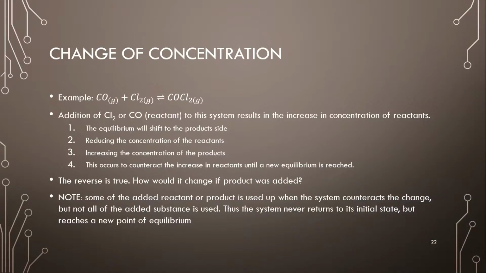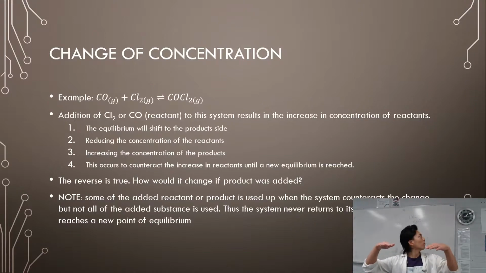There's a note there. This reverse is also true. What change would happen if the product was added? So if you have got a system that reached equilibrium, and if you added some COCl2 gas, what's going to happen? Well, I hope you are thinking that if you increase the product, it will try to reduce it. By reducing it, you will get more reactant.